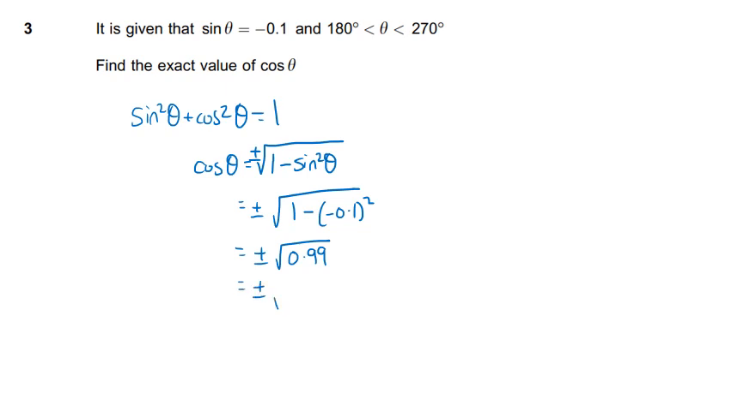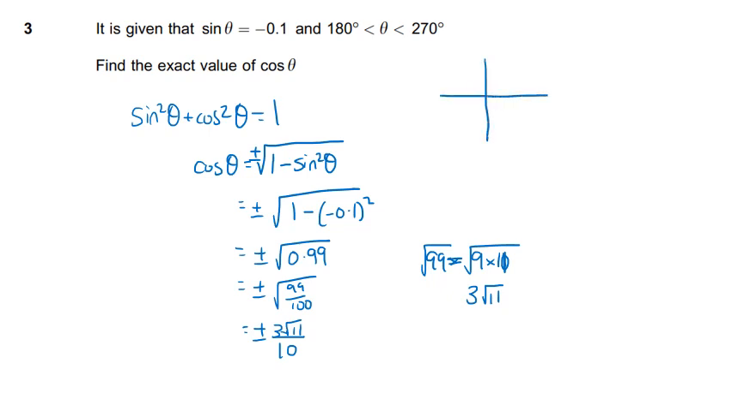So that's 99 over 100. If we take the square root, the 100 on the bottom gives 10. 99 is the same as 9 times 11, so the square root is the square root of 9, which is 3, times the square root of 11. So I get 3 root 11 on top. If you just put it in your calculator, it'll probably simplify to that for you anyway. Now, which is it, plus or minus?